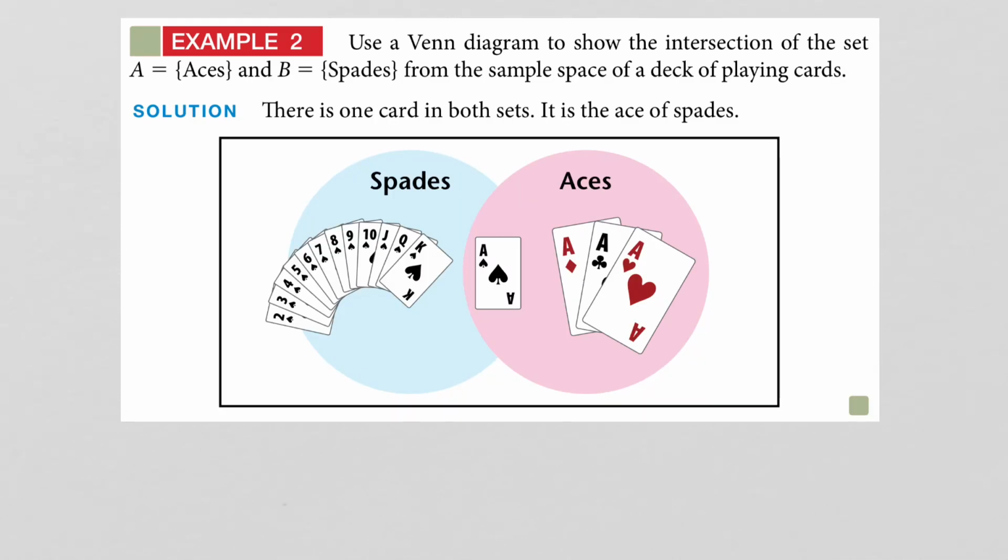In our next example, use a Venn diagram to show the intersection of the set of aces and the set of spades from the sample space. And then we've already talked about this one, but there is one card in both sets, and it is the ace of spades. So here we have the set of spades, which is all the cards that are spades. Here we have the set of aces, which is all the cards that are aces. And the intersection of those two sets is the ace of spades.